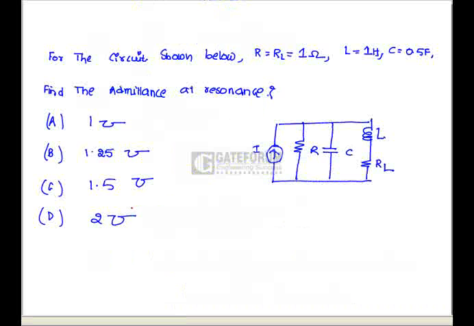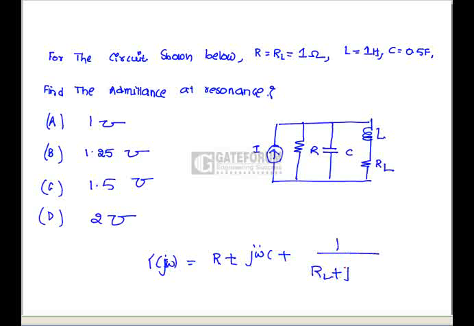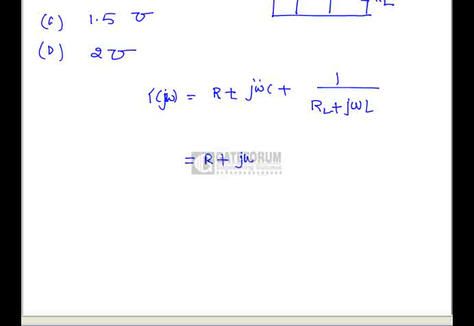For the circuit shown below, the resistance values and the inductance values are given. Find the admittance at resonance. See, if we write the admittance function for this following network, we can write 1 by (R plus 1 by j omega C) plus 1 by (RL plus j omega L). So at resonance, the imaginary term is going to be 0. That means (R plus j omega C) plus (RL minus j omega L) by (RL square plus omega square L square).